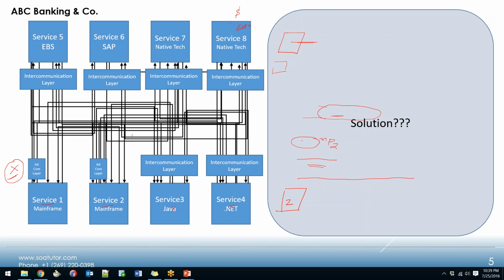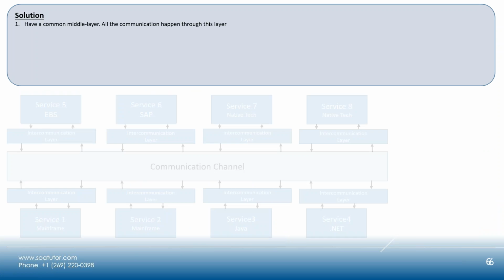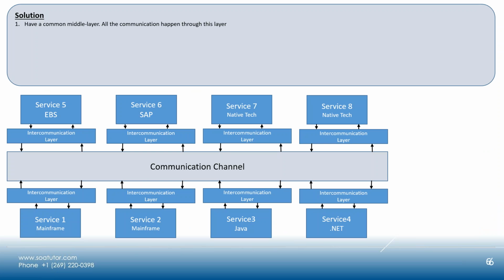Okay, so let's deal with all the problems one by one. What is our main first problem? The number of connections, right? So instead of having too many interacting points, we can have an architecture something like this. Have a common middle layer. Okay, so something like this.